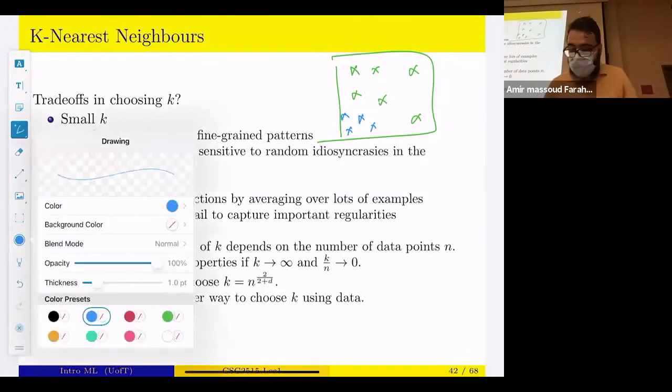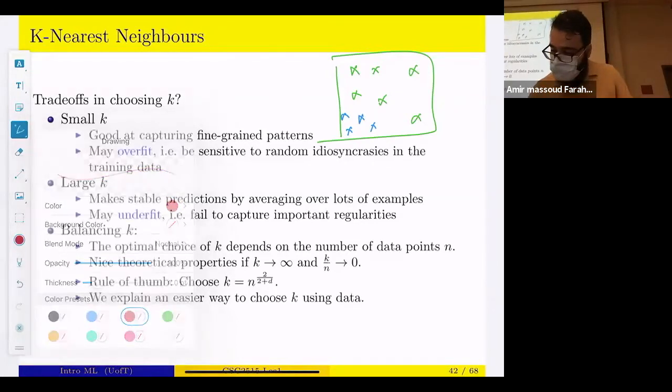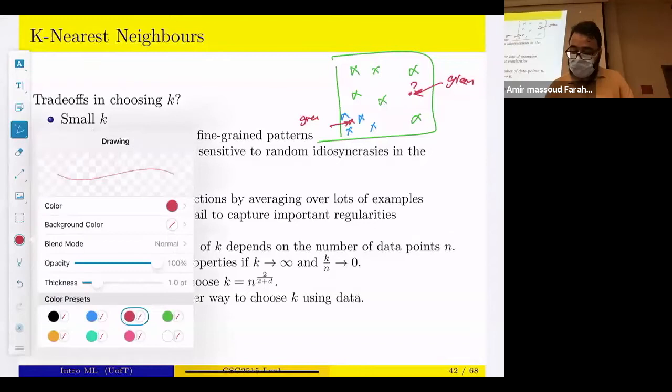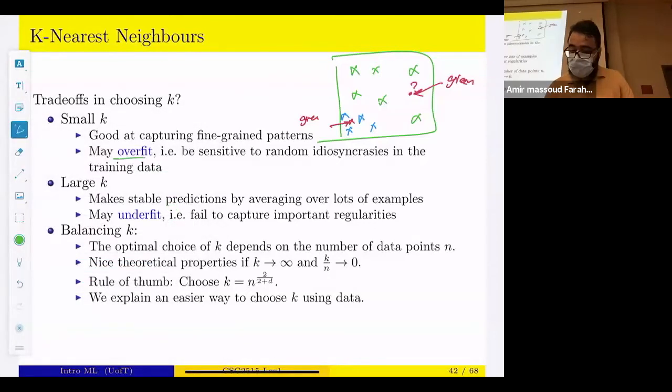So if you have this thing and then two classes and your query point would be here, well, the majority, if you look at K equal to 100 or basically the size of the data set, it would be green here too. And if the query point is here, it still would be green. So you see that in the extreme case that K is very large, we lose capturing any structure in data.